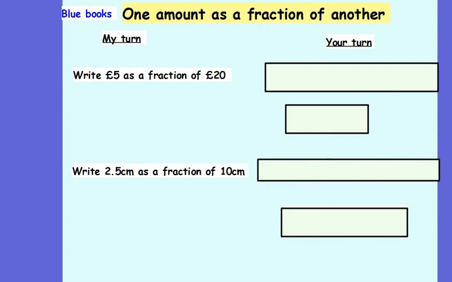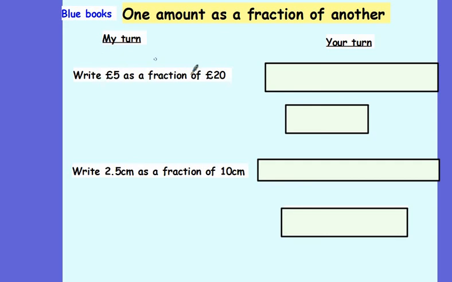So if I wanted to write fractions of an amount of another quantity, that's what we're going to be covering today. So in your dark blue books, can you write the title one amount as a fraction of another? And when you've got that down, can I see pens down, eyes on me? I'll go through an example and then there's some for you to do.